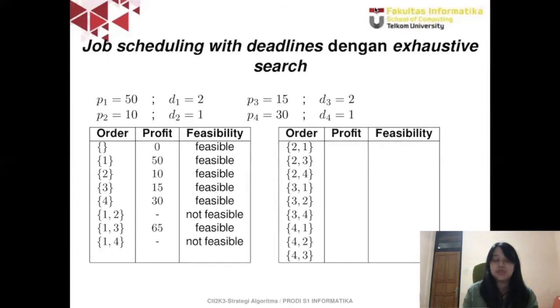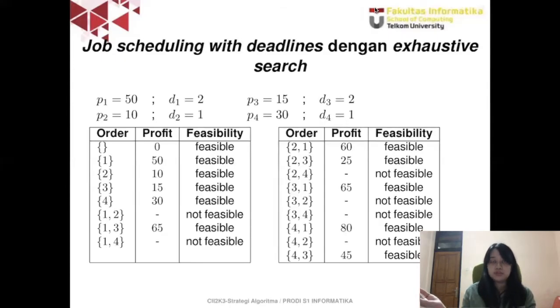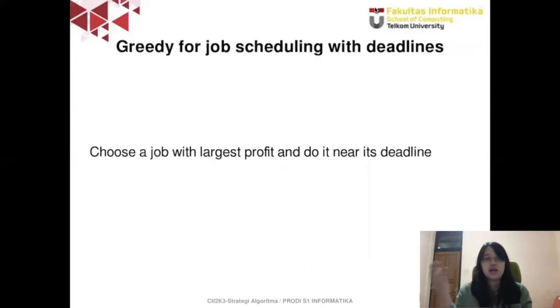So it's not feasible. And so on until we get all possibilities and we can check the biggest profit we have, which is obviously 80 here. And yeah, we got the solution here. And how about greedy technique? Here we want to take the largest profit. So of course we want to not lose the large jobs with largest profit, right? So we can choose largest profit first and we put it in the slot that is near to its deadline.